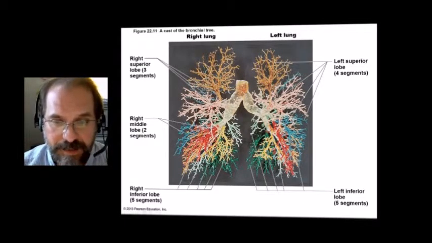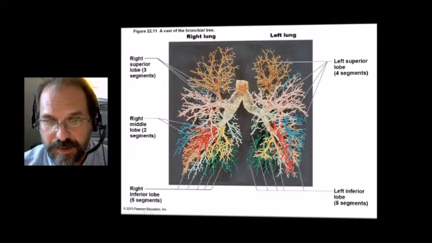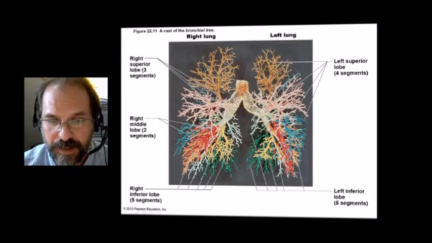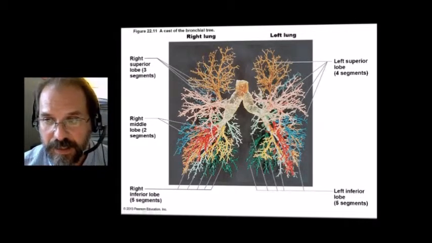Here's a casting of the bronchial tree. So here we're seeing the lower trachea, the carina right here, the left bronchus and its two lobar bronchi or secondary bronchi, and the right bronchus and its 1, 2, 3 tertiary bronchi. And then these are the bronchial networks that go all the way down to the alveoli.